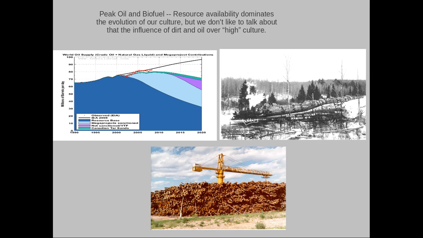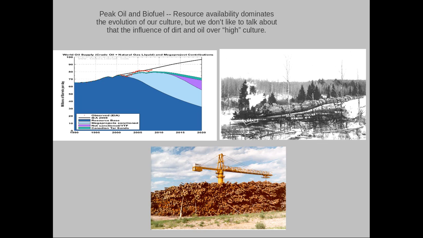But if we believe that resource availability dominates the evolution of our culture, we have to talk about the influence of dirt and oil. The graph there on the left is the production of oil. The falling dark blue curve at the base of that graph is the old oil wells that produce most of our oil, and they are in a fairly relentless collapse right now. We're producing a lot of unconventional oil, but it takes more energy to produce that unconventional oil than it does traditional oil.